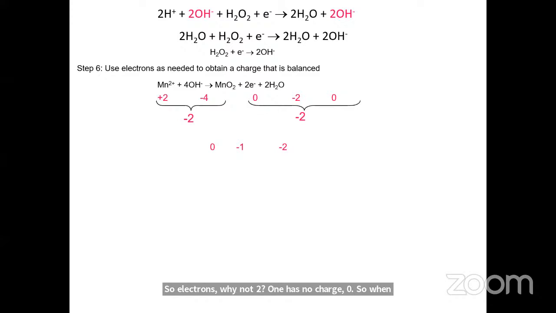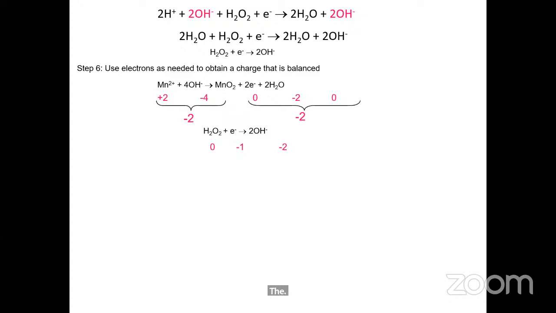So we have 0, -2, and 0. So it means that the charge is balanced. So here on the Mn2+ plus 4OH-, -4 will give us -2. MnO2 0, 2 electrons, -2, water 0. So here the charge is balanced.